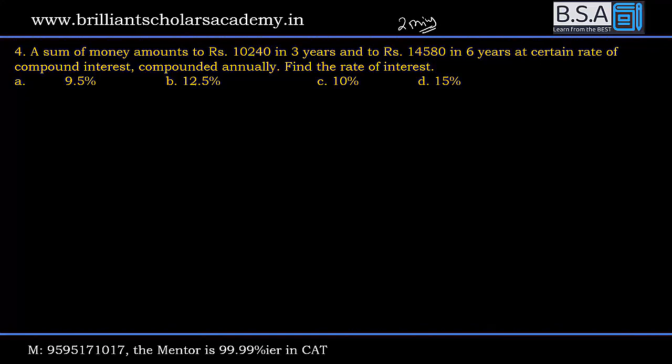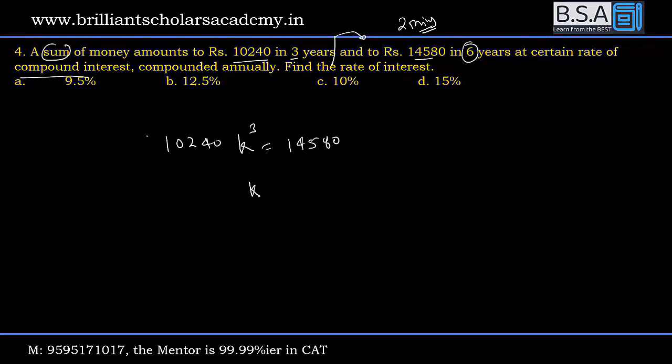So, well, not exactly an installments based question. If you observe, we have talked about this. Under compounding, the amount at the end of the duration becomes the principal for the next. Some money, a sum of money, amounts to this in 3 years and this in 6 years. So we can say 10240 when increased 3 times becomes 14580. So what is the value of k cube?